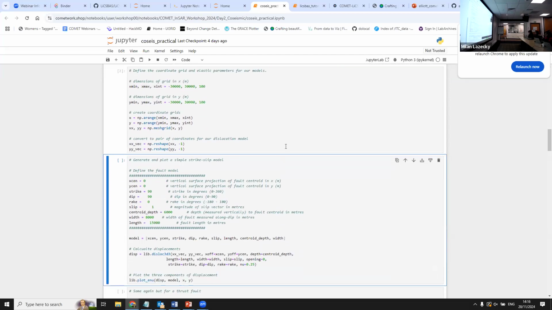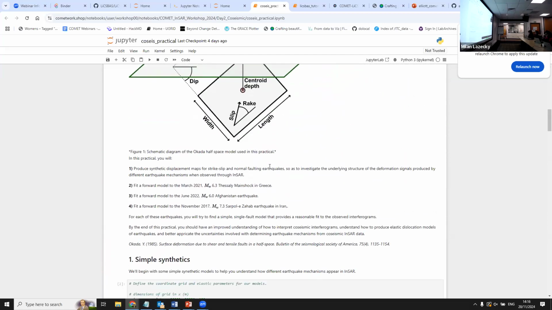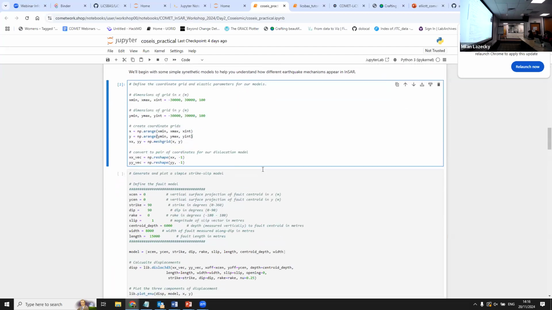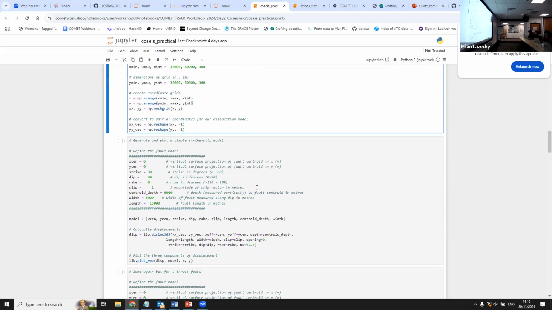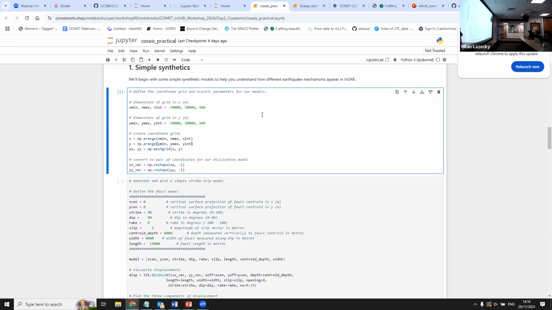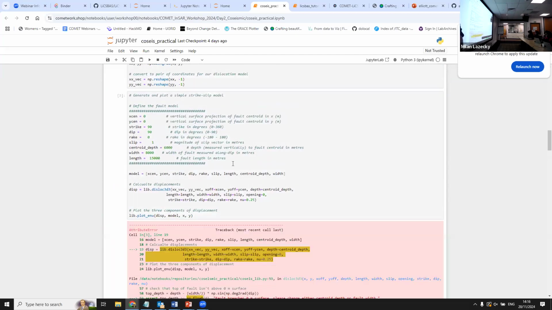Okay, so first of all, we need to just load in your modules, and we're going to define a grid in which to place our Okada model. So just run those two code blocks, and then the next one is where, oh, hang on.